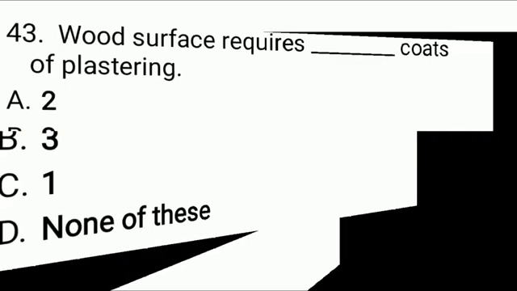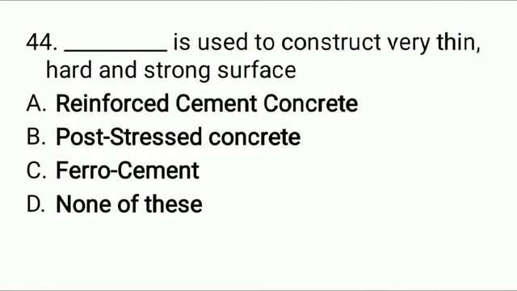Next question. Dash is used to construct very thin, hard and strong surfaces. So what? That is one of the important uses of ferrous cement. One of the very important uses is this also. So our answer will be ferrous cement, that is C. Ferrous cement is used to construct very thin, hard and strong surfaces.